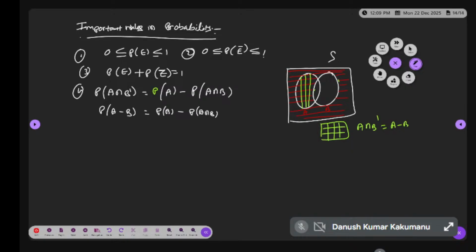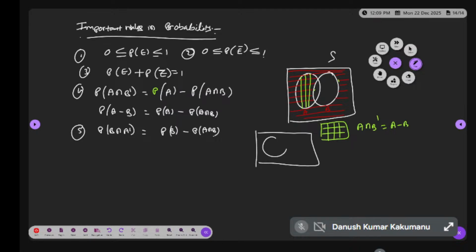Everyone understanding? In the same way, fifth one, P of B intersection A complement. What is the P of B intersection A complement? It is nothing but P of B minus P of A intersection B. B intersection A complement, observe. This is the Venn diagram for the B intersection A complement. It is nothing but B minus A, P of B minus A, P of B minus P of A intersection B.